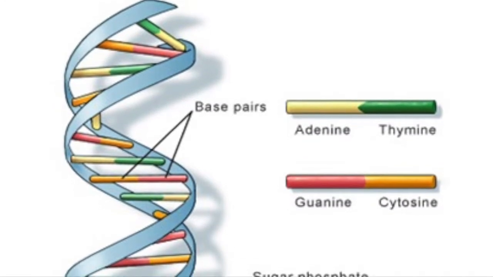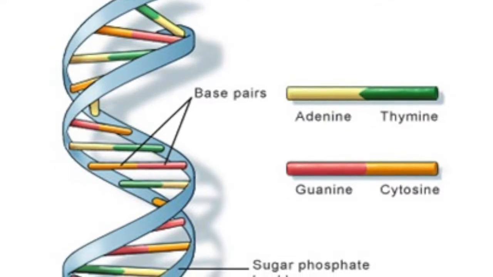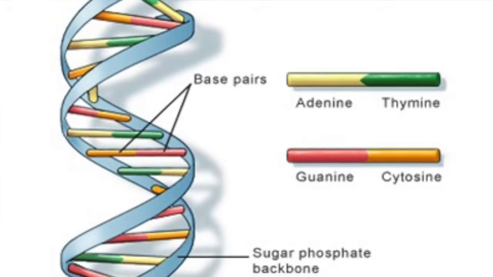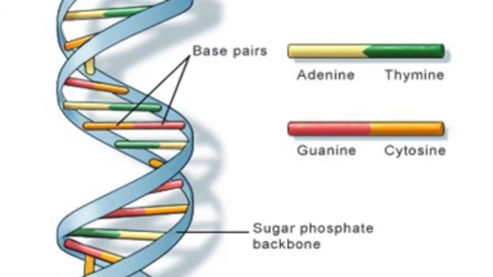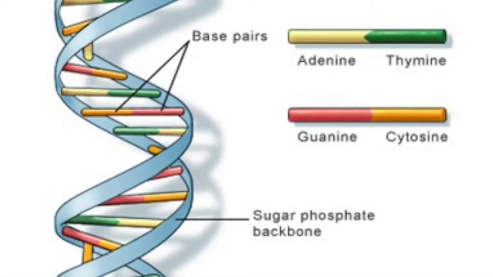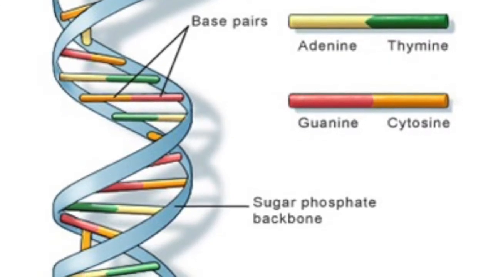DNA is made up of molecules called nucleotides. Each nucleotide contains a phosphate group, a sugar group, and a nitrogen base. The four types of nitrogen bases are adenine, thymine, guanine, and cytosine. The order of these bases is what determines DNA's instructions, or genetic code.